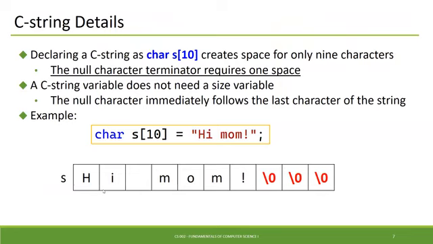And look at this one. This is the same thing. In this case, I have 10 spaces and "hi mom". Counting 1, 2, 3, 4, 5, 6, 7, there are 7 letters, from 0 to 6, and the rest of the spaces will be filled with null.